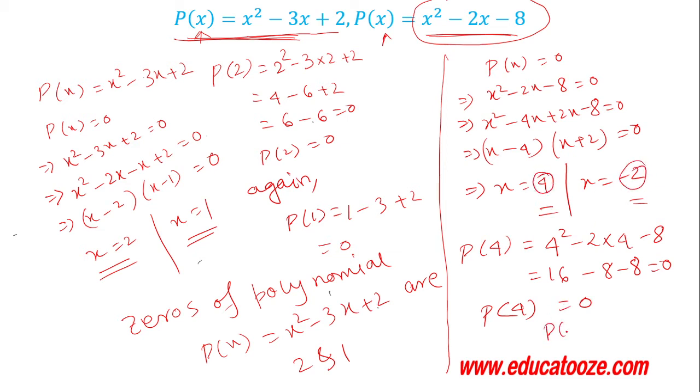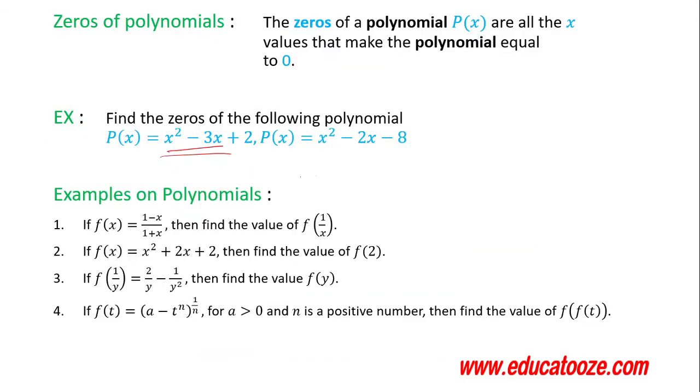You can do the verification by yourself. P of minus 2 equal to 0 or not. Just verify by yourself. So zeros of the polynomial: we need to find the value of x for which the polynomial becomes 0. Let us solve some other examples of this polynomial, like this kind of examples we need to solve.